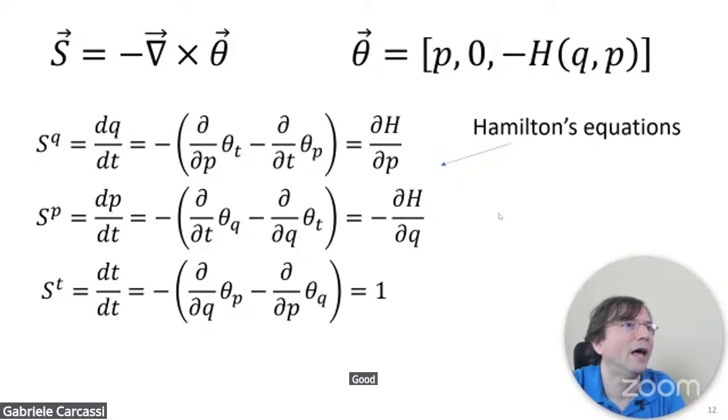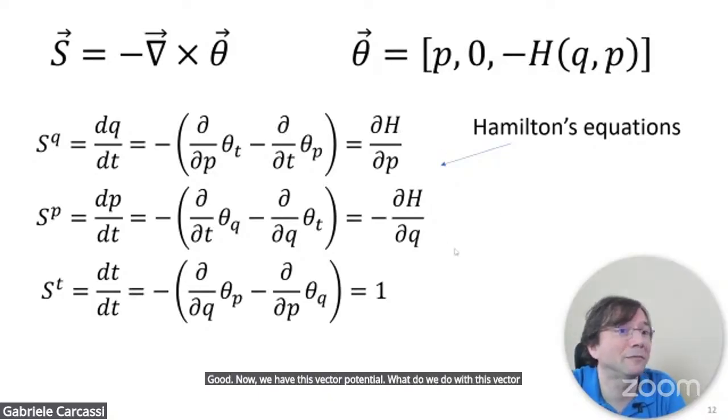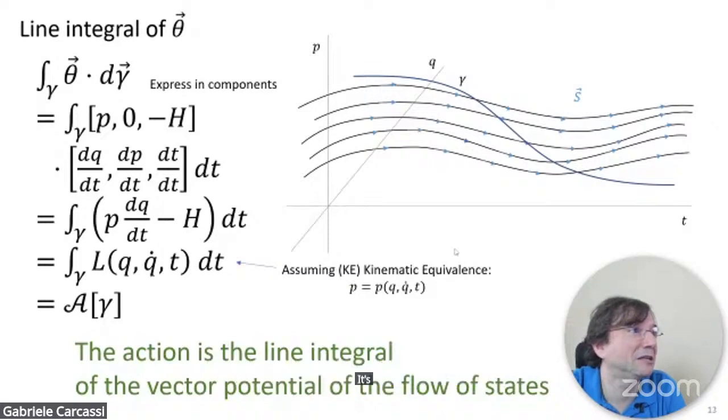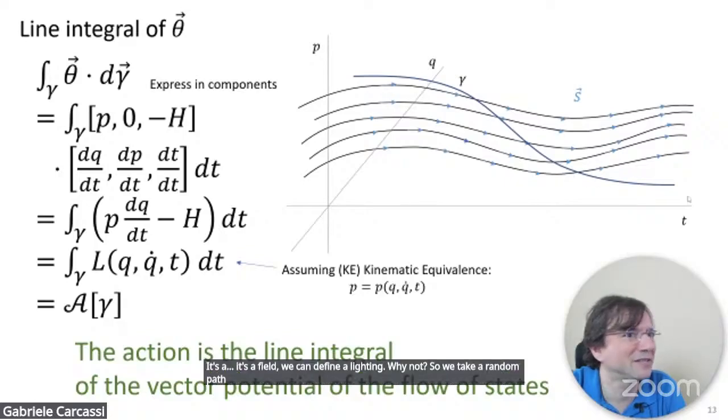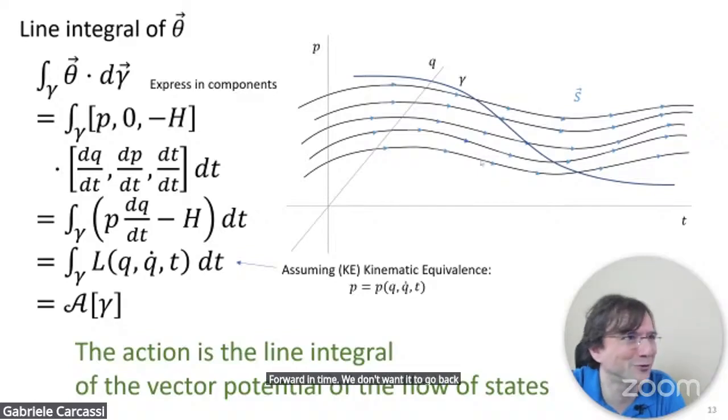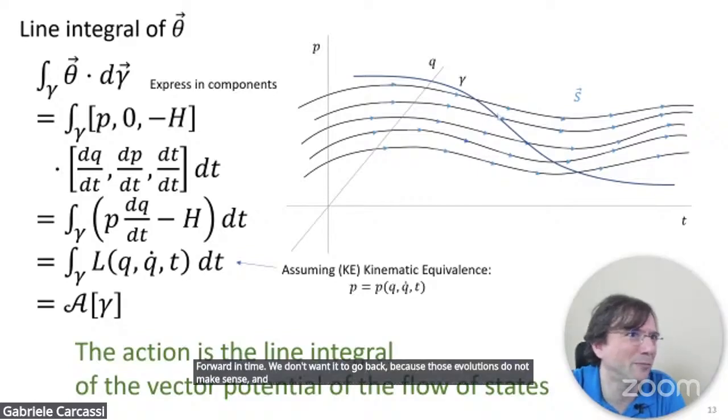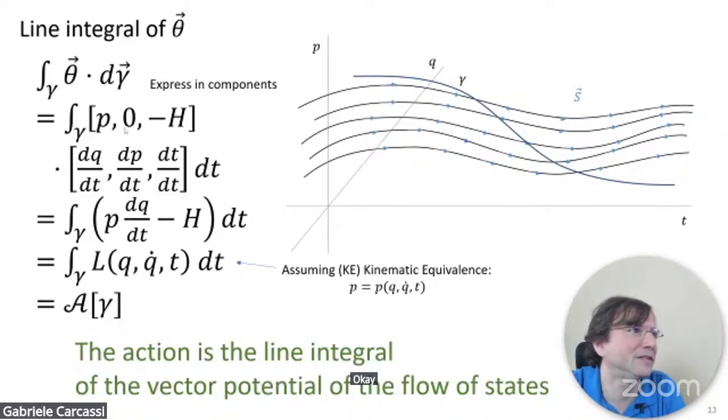Good. Now we have this vector potential. What do we do with this vector potential? Well, it's a field. We can define a line integral. Why not? So we take a random path gamma that is not necessarily an evolution, but we still want it to go forward in time. We don't want it to go back because those evolutions do not make sense and we wouldn't be able to parameterize them with the time. Okay, so these are the components of theta: p, 0, minus h.